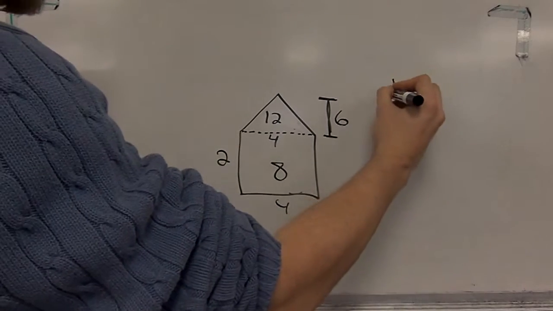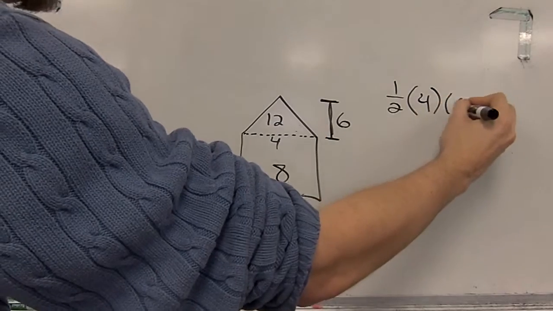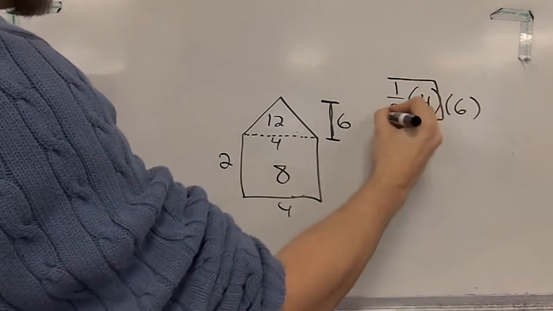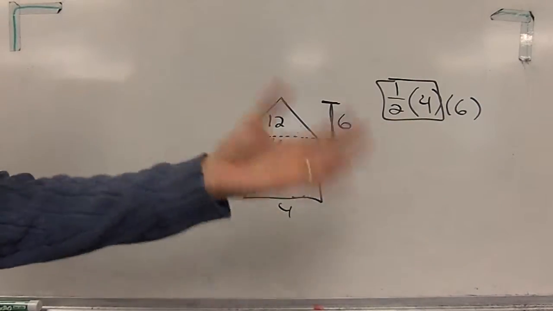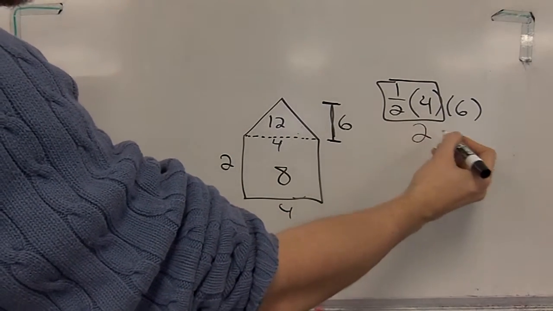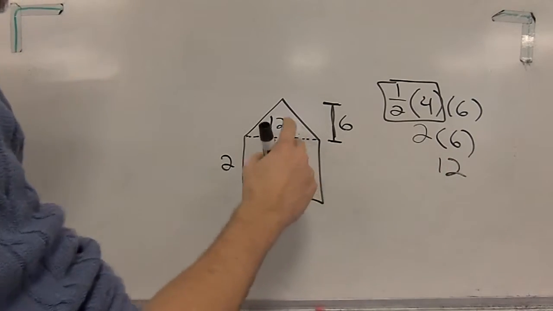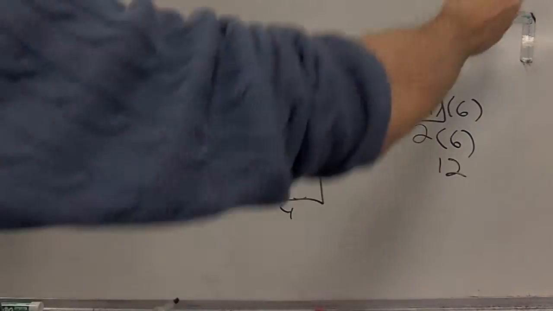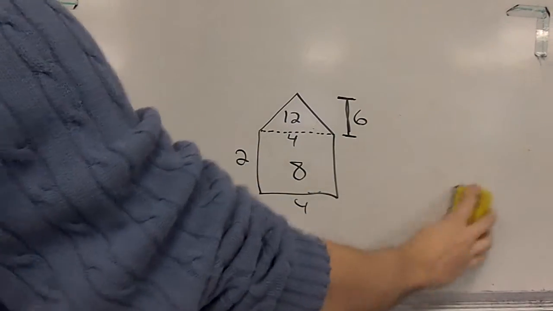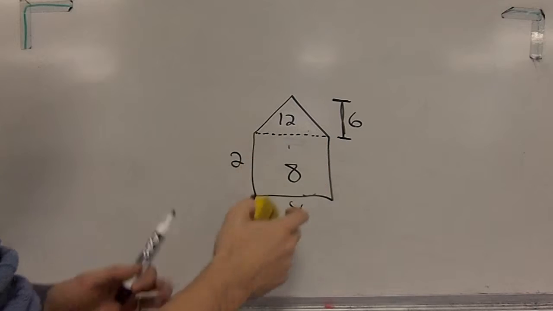Just in case you didn't see that last part, I did 1/2 times the base of 4 times the 6. So I did 1/2 times 4. Multiplying by 1/2 actually cuts the other number in half. So half of 4 is 2. Drop down to 6. 2 times 6 is 12, and that's where I got that 12 from. And the 4 just represents the length of the base. So I'm going to erase that so we don't think it's part of the area.